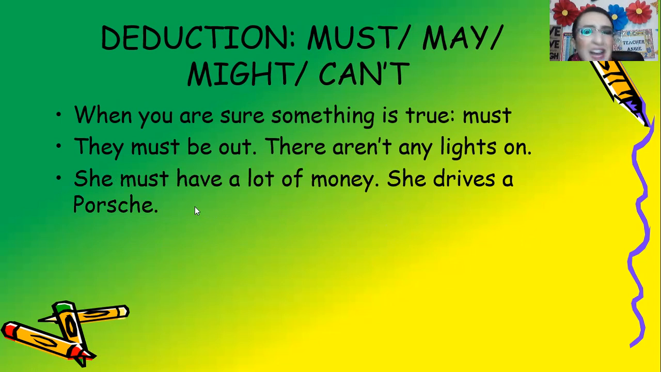She must have a lot of money. She drives a Porsche. Ella debe tener mucho dinero. Aquí no dije have to. Este es el have de tener, de algo, alguna cosa. No have to, de tener. She must have a lot of money. She drives a Porsche. Ella debe de tener mucho dinero. Maneja un Porsche. Estás casi seguro de ello.